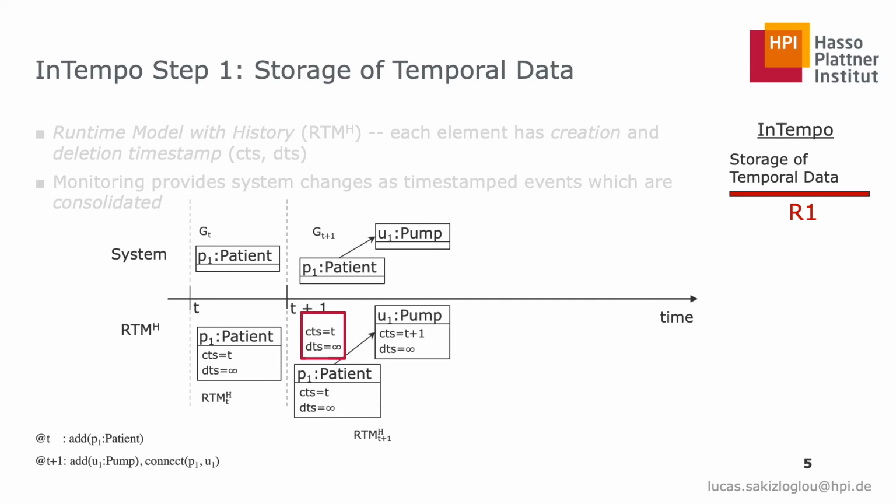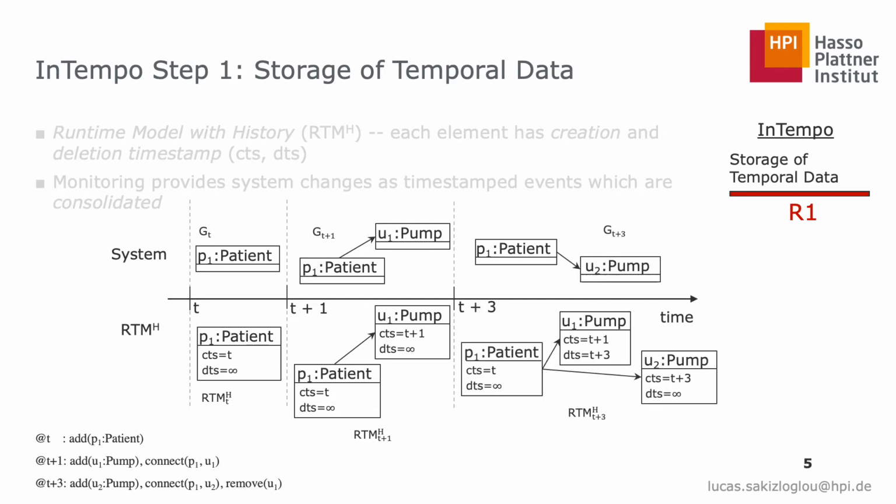Then, at time point t plus 3, an interesting thing happens, namely the previously added pump is removed from the system and another pump is added. The removal event is reflected in the runtime model with history by the update of the DTS, the deletion timestamp, of the pump that has been removed. So the pump is still reflected in the runtime model with history, but only its deletion timestamp has been updated.